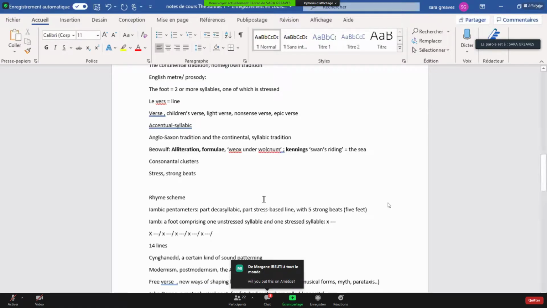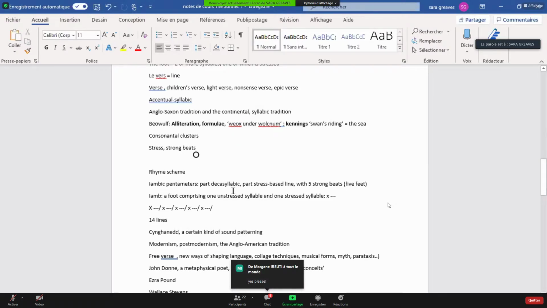So Morgane says, "Will I put this on Amétis?" Well, I suppose I could, yeah, if you like. I was just using it as a sort of blackboard, really, for you, but I can put it on Amétis if that's helpful. Certainly, no problem. I'll tidy it up a bit.